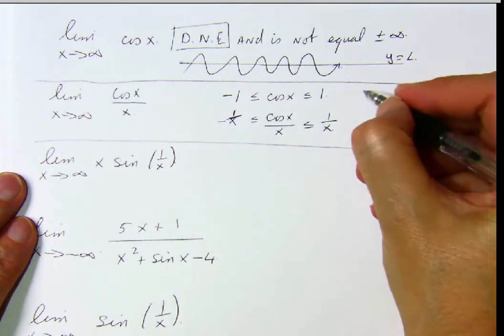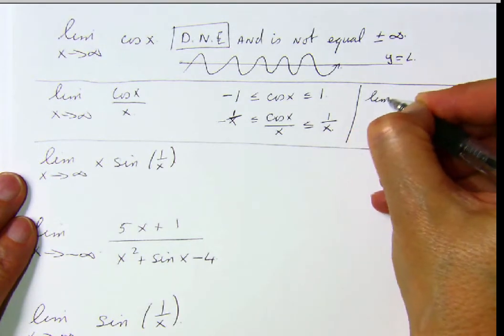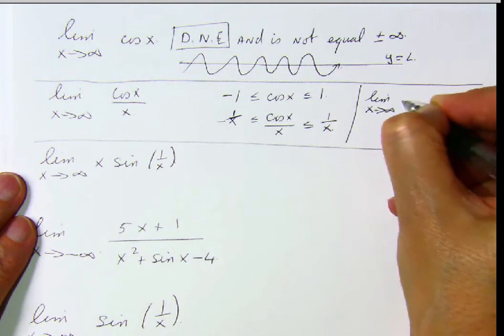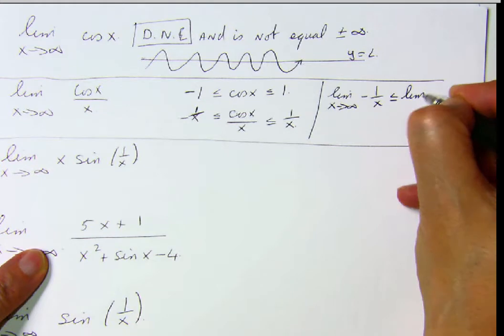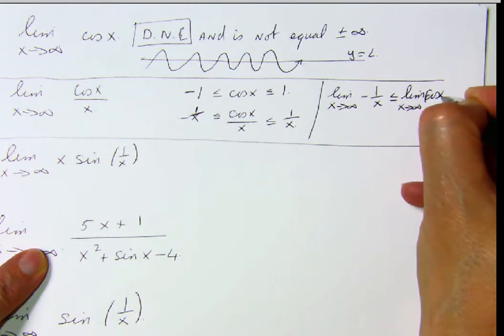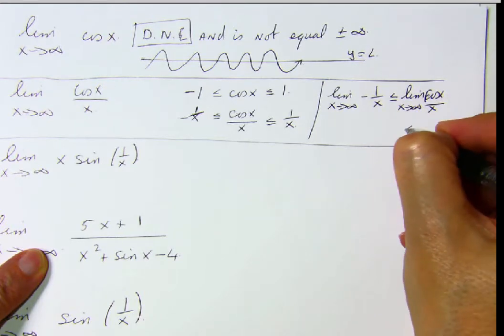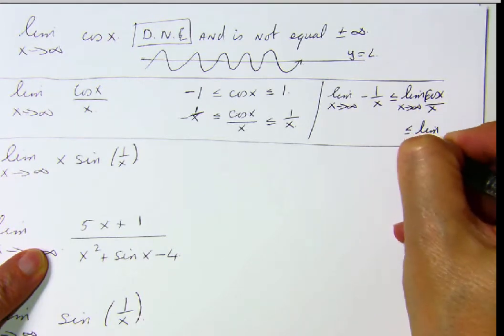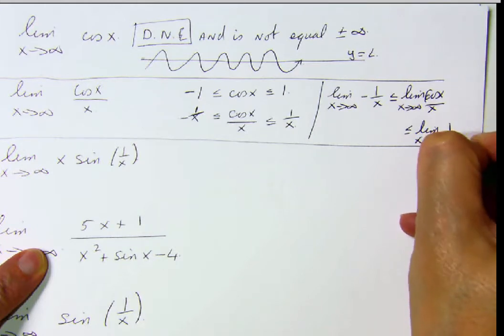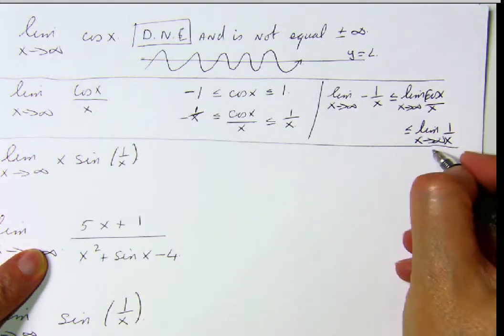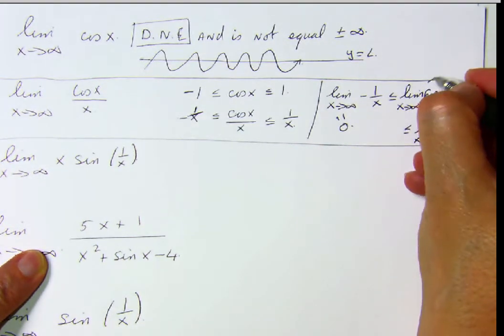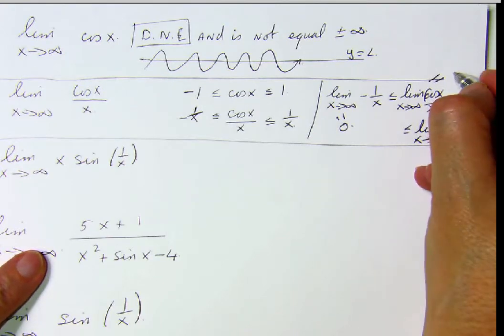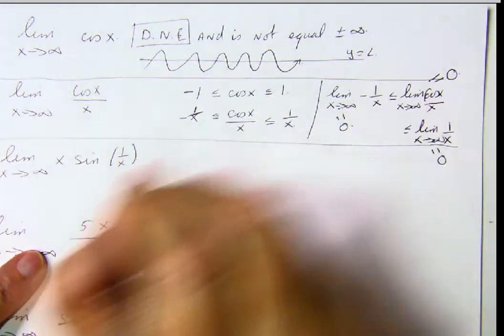And now, of course, the limit as x approaches infinity of -1 over x is less than or equal to the limit as x approaches infinity of cosine of x over x, which is less than or equal to the limit as x approaches infinity of 1 over x. But we know this one equals 0, and we know this one equals 0, so this is squeezed between two functions which go to 0, so the limit is 0.